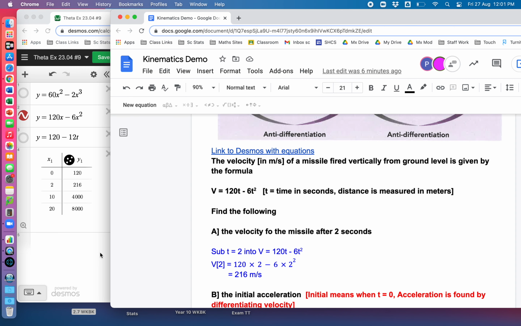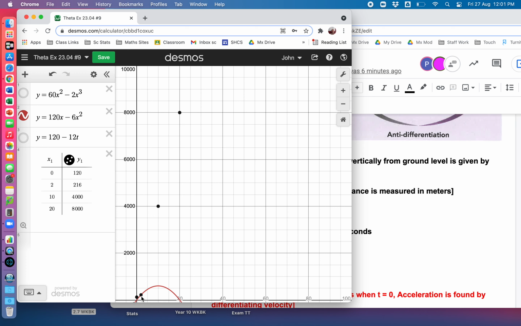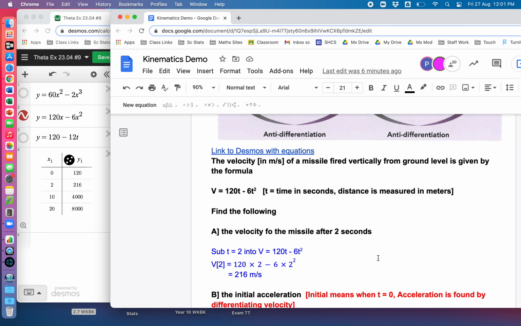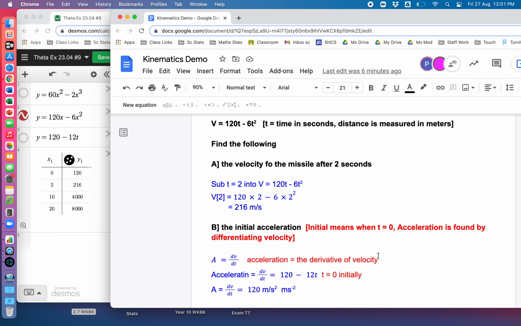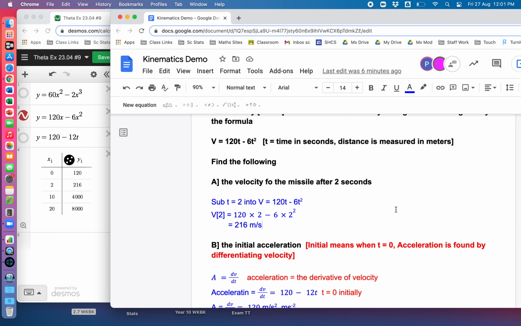Now, I've put a heap of coordinates on here. So that's that point there. So at time equals 2, the velocity is exactly 216. So that's matching. Initial acceleration. Now, there's two important things here. Initial means time is 0. Immediately, I guess, before the rocket is launched is the best way to think of that. And acceleration, and that's where we're going to go here.